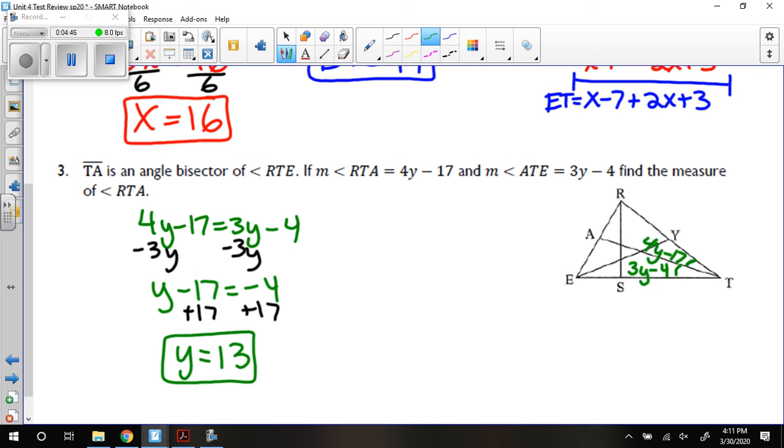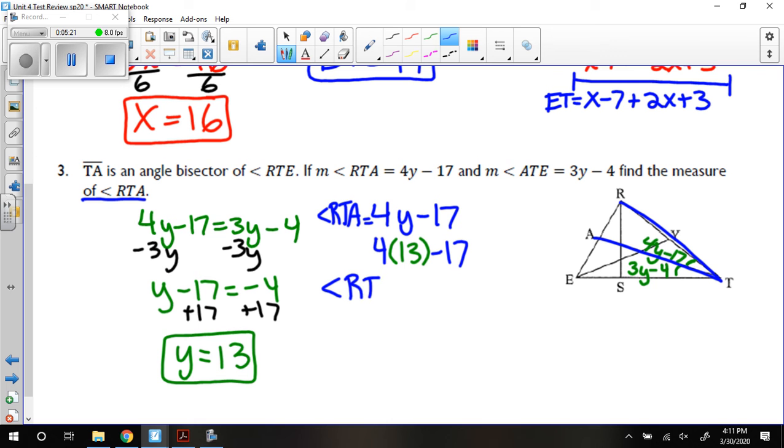We are told to find the measure of RTA. Angle RTA, R to T to A, is this angle right here. So we can say 4y minus 17 is what we're focused on for angle RTA. And we can plug in our y. So 4 times 13 minus 17. So angle RTA is going to equal 35 degrees.